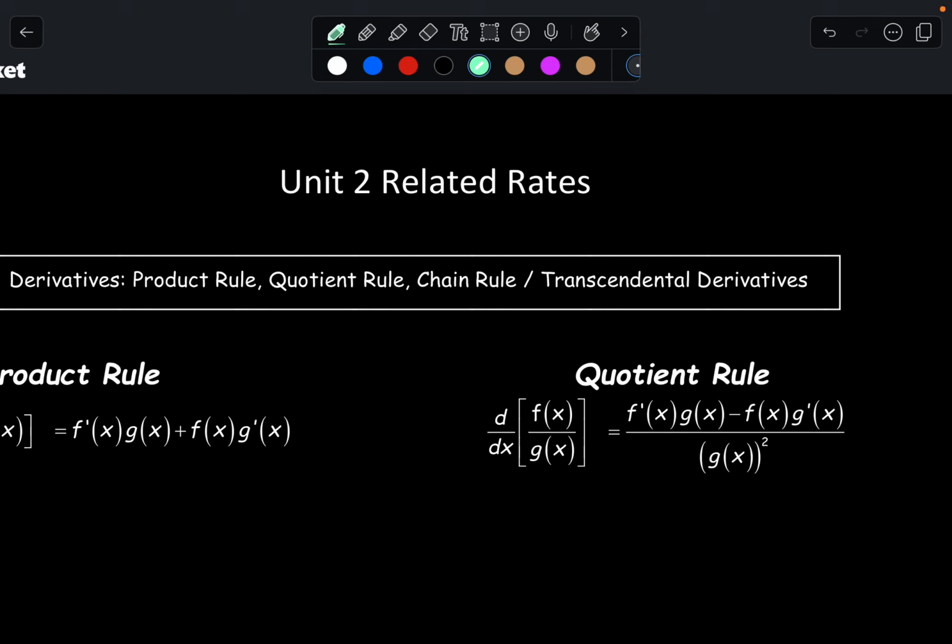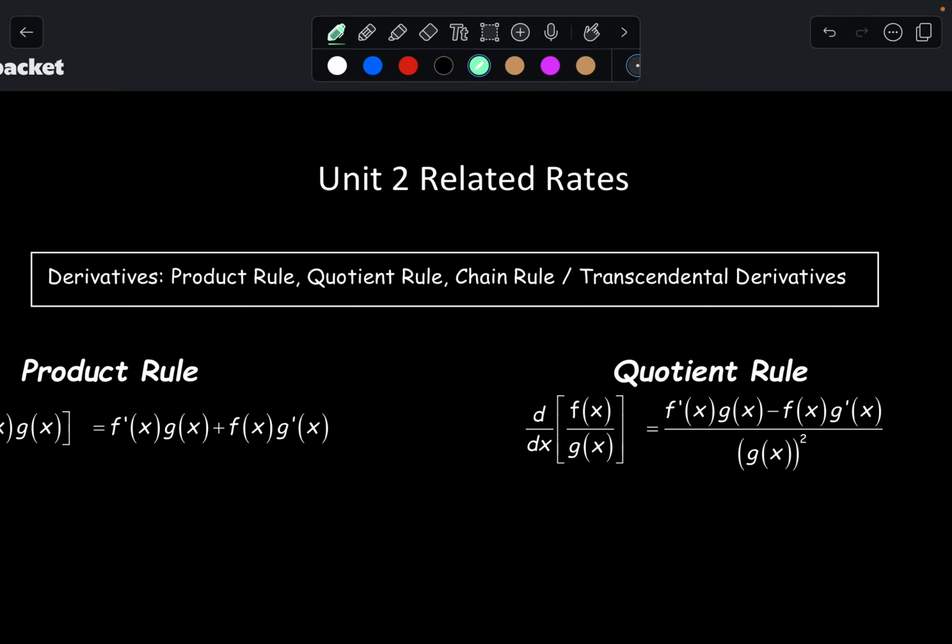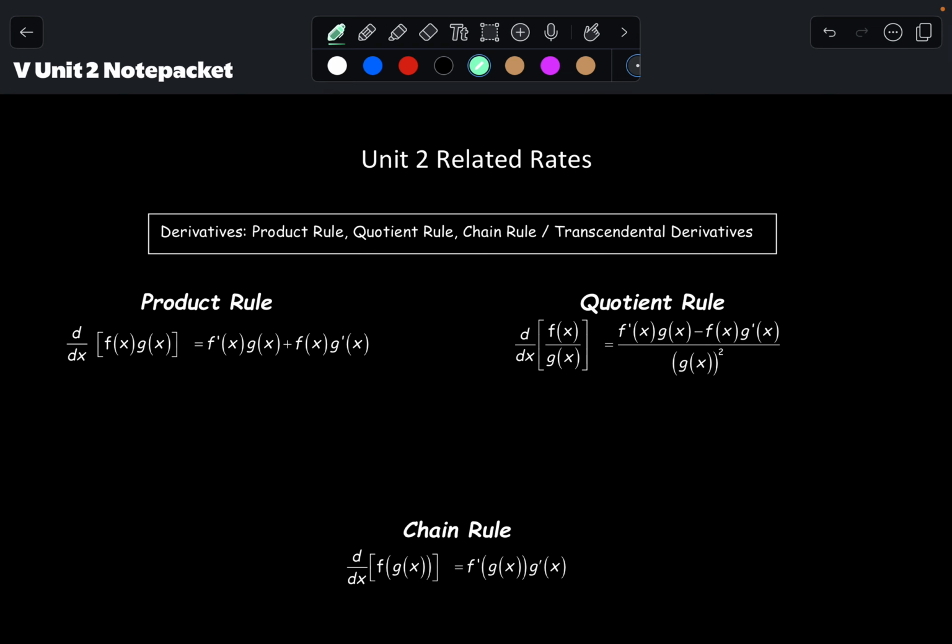So this first video is going to be about related rates for Unit 2, and related rates are application problems. But before we dive into those towards the end of the unit, you have to have an understanding of the product rule, quotient rule, chain rule, and your transcendental derivatives, which are your exponential, logarithmic, and trigonometric functions, okay? So if you want to just memorize the formulas, there they are.